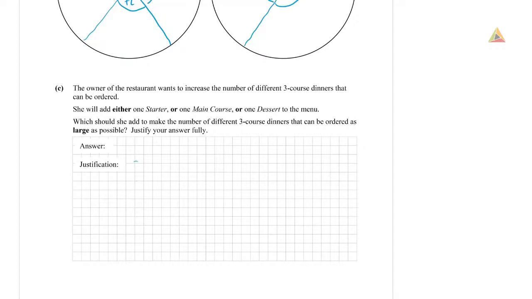So if we decided to put in an extra starter, we had 4 starters, so it would change to 5. So you'd multiply 5 by the total of main courses, which would stay the same, which would be 5, multiplied by the number of desserts, which would stay the same, which is 3. Now, if you multiply those together, you get 75 dinners.